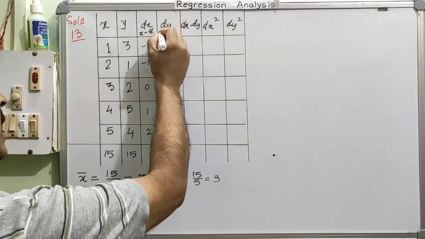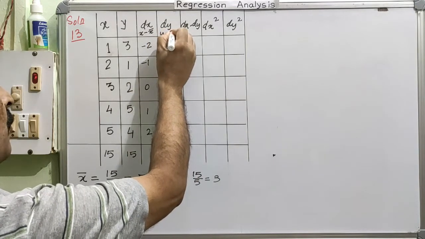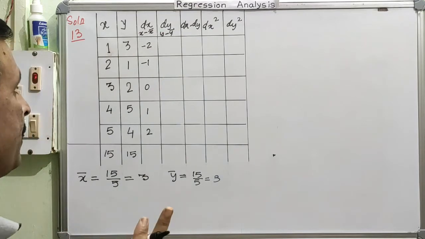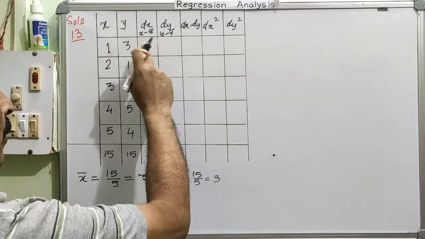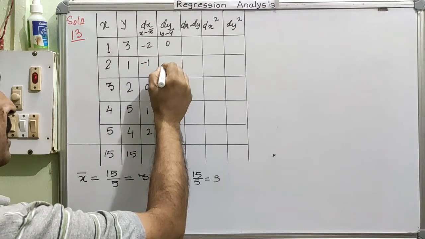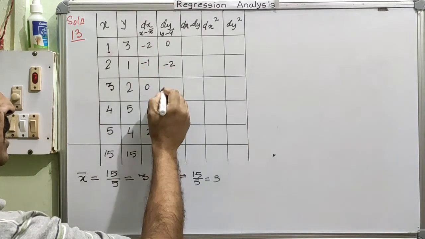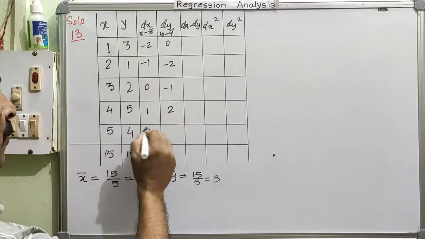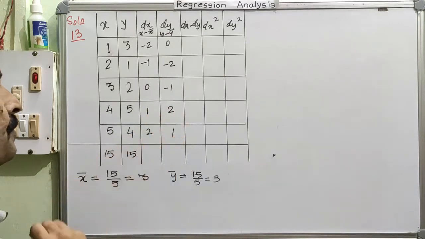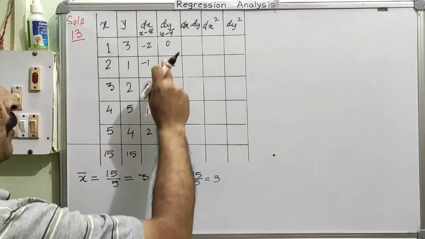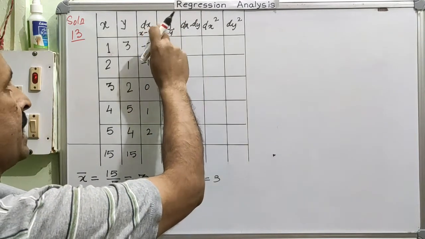Similarly, this dy is what? This is y minus y mean. This thing I am not going to explain every time, okay? You have to be mindful. Now y minus y mean. So 3 minus 3 is 0. 1 minus 3 is negative 2. 2 minus 3 will be negative 1. 5 minus 3 will be positive 2. And 4 minus 3 will be 1. Is this okay?